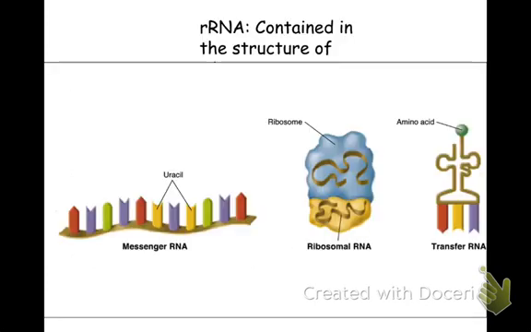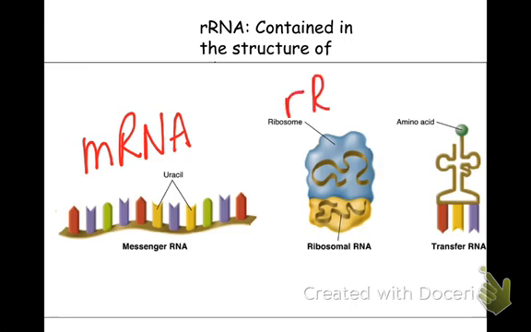We have three main types of RNA. We have mRNA, or messenger. We have rRNA, or ribosomal. And we have tRNA, or transfer. Later, we will talk about the functions of each of these three types of RNA.